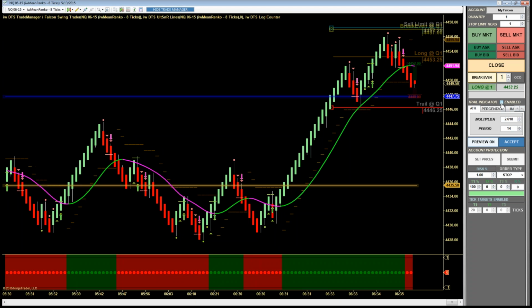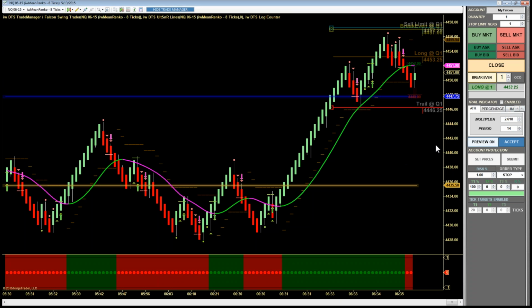So Trade Manager is always going to limit my risk. And then we have this trade management feature here where we have 16 different stop strategies to choose from. And so you can set your stop strategies and the Trade Manager will automatically manage your trade for you.